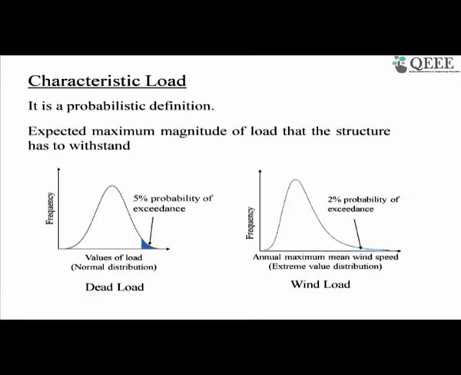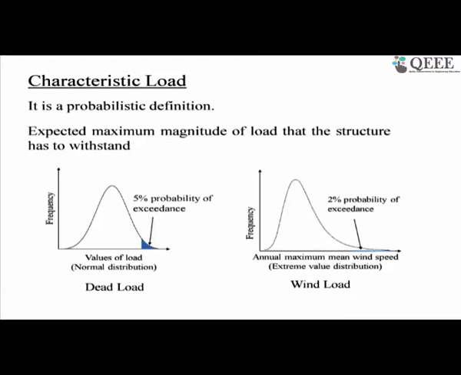And what is the characteristic load? Characteristic load is the expected maximum magnitude of the load that the structure has to withstand. For instance, if it is dead load, then the characteristic load is the load for which the probability of having that load is 95%. There is a 5% probability that the load exceeds that particular value. That value is called the characteristic load. But this 5% again depends on whether you are talking about dead load, wind load, or any other load.